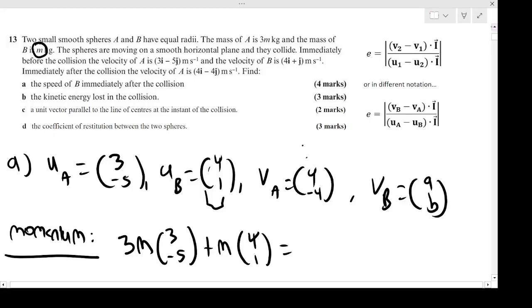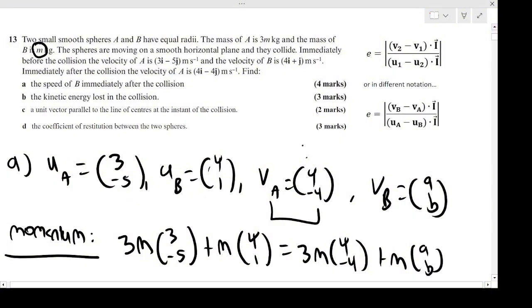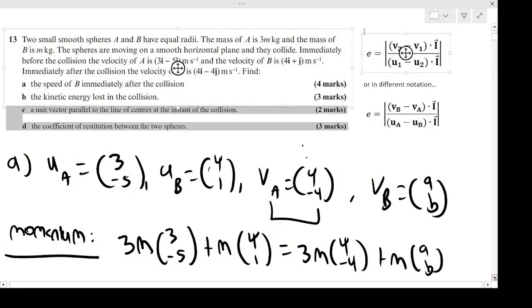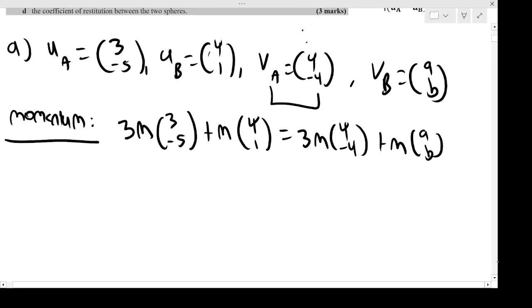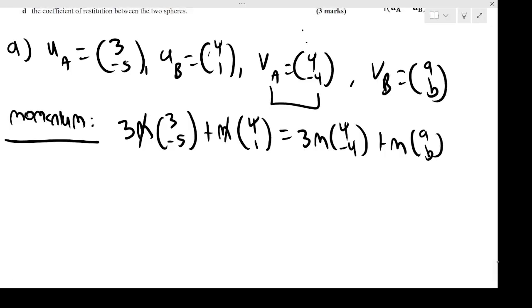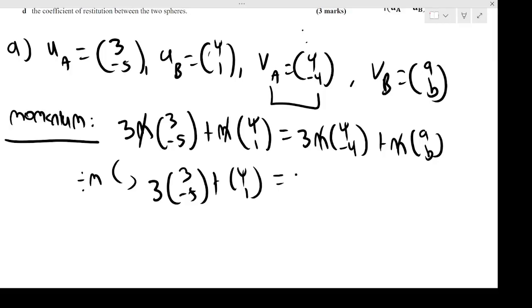And then that's going to equal afterwards 3m for the mass, and then VA, which is 4 minus 4, and then m lots of VB, which is AB, okay? And actually, before we even start simplifying or adding the vectors together, we can just get rid of the m's, because we can divide through by that. So we're going to get 3 lots of 3 minus 5, add 4, 1. It's going to be 3 lots of 4 minus 4, and then AB. Then we can start combining vectors.